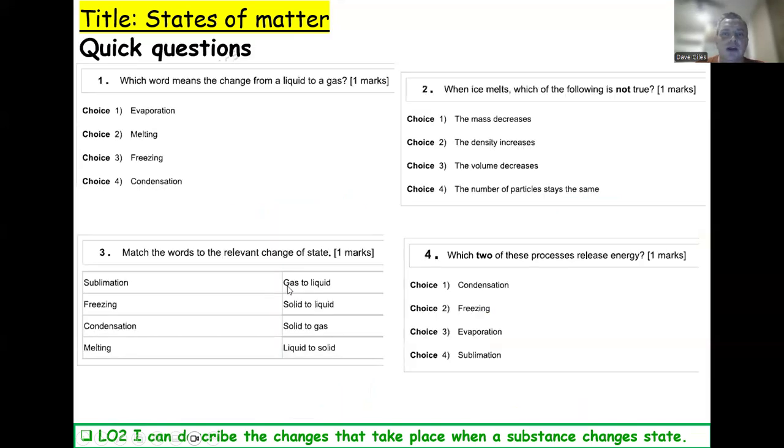So here are some very quick questions on what we have just talked about. Again, pause it, give yourself a few seconds to think. Okay, so the first one, which of these means a change from a liquid to a gas? That is evaporating. When ice melts, which of the following is not true? The mass decreases.